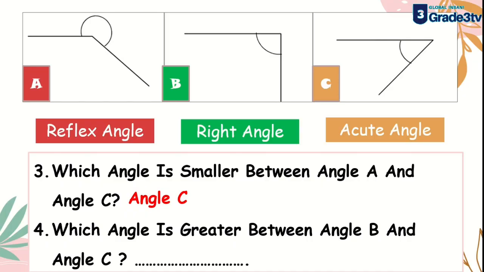Next. Which angle is greater between angle B and angle C? B or C, friends? Yeah, it's angle B. Angle B is greater between angle B and C.